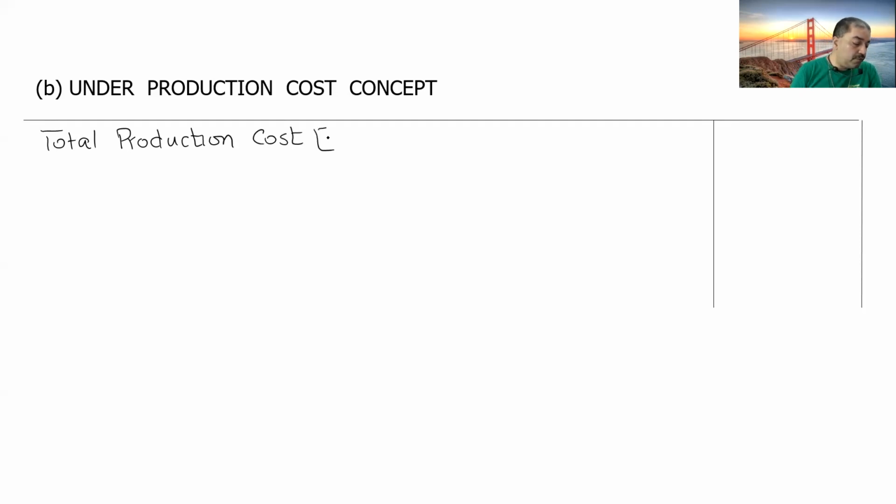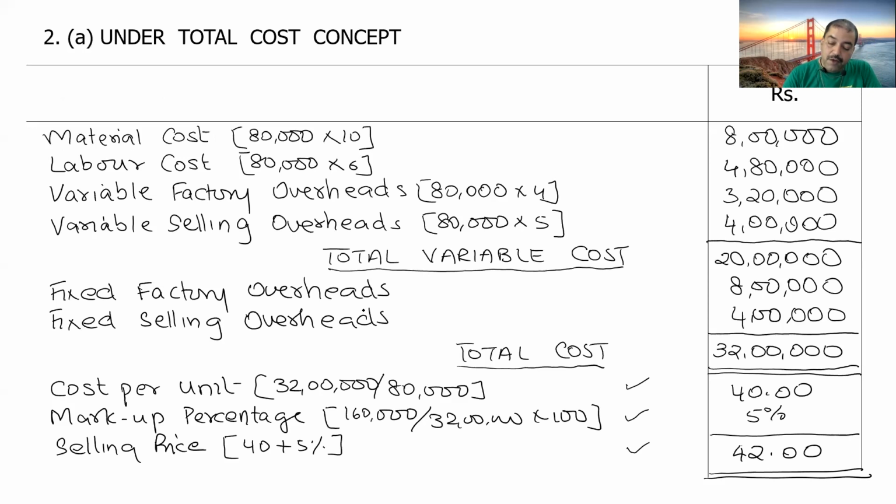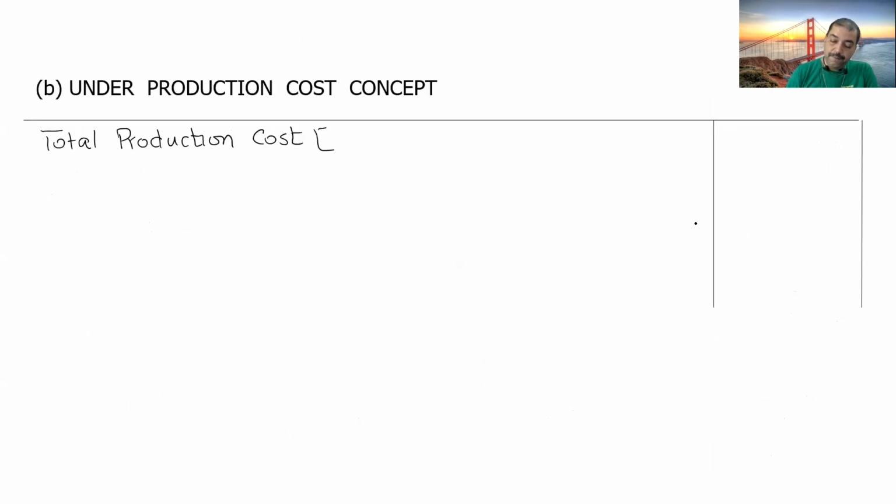Total production cost. Whatever is non-productive, remove it. What is non-productive? Selling overhead is non-productive. Factory overheads is productive. Here also selling overheads is non-productive. So this 4 lakhs I subtract from 32 lakhs.